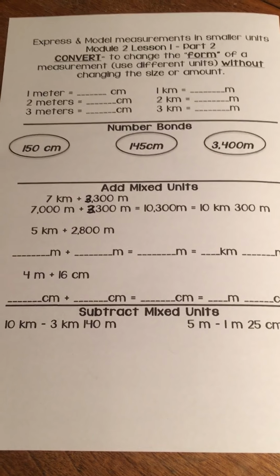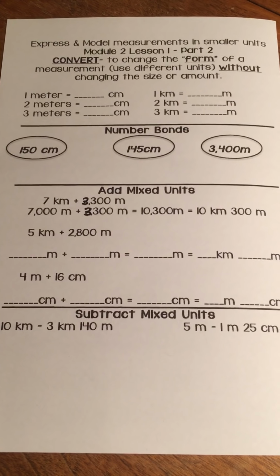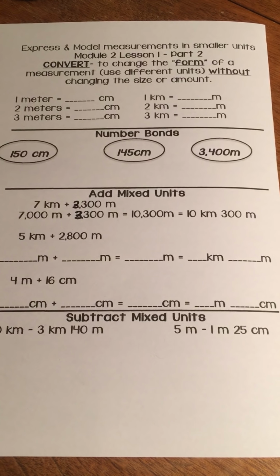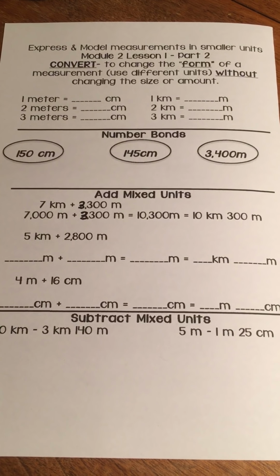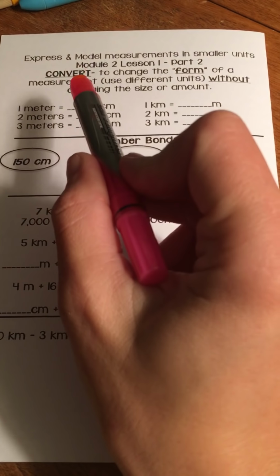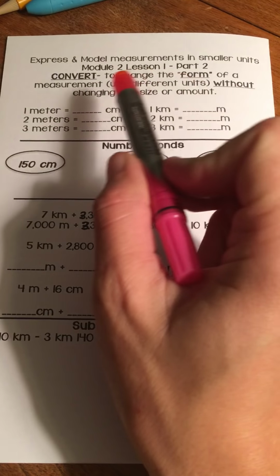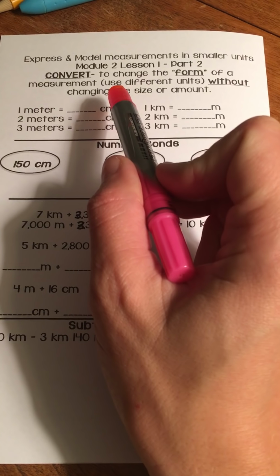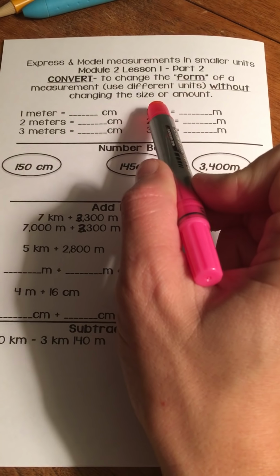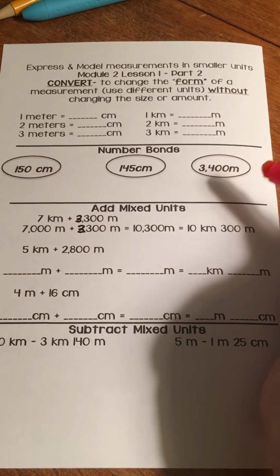All right, this is going to be express and model measurements in smaller units. So we're still using the metric system. All right, this is Lesson 1, Part 2. We're going to look at what convert means again. The definition is up here. It says convert, to change the form of a measurement or use different units without changing the size or amount. The without is really important.